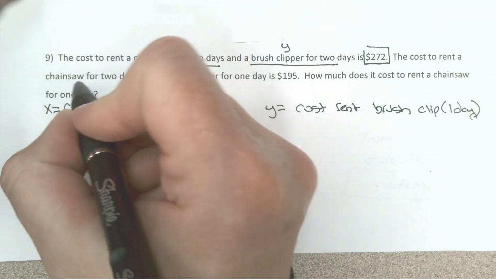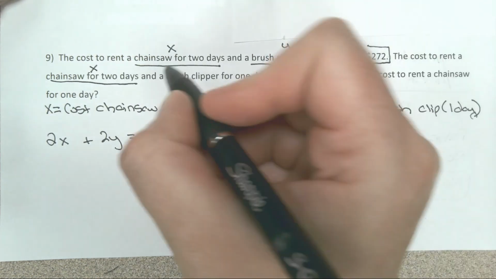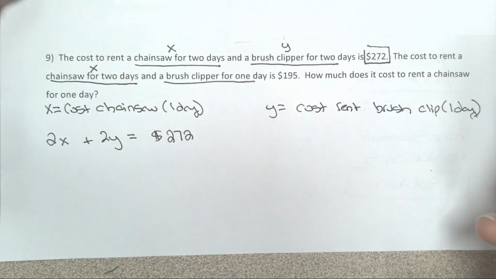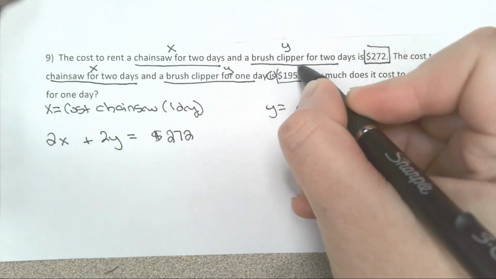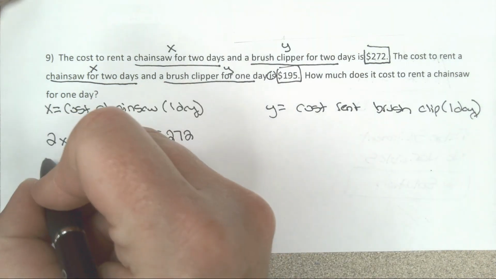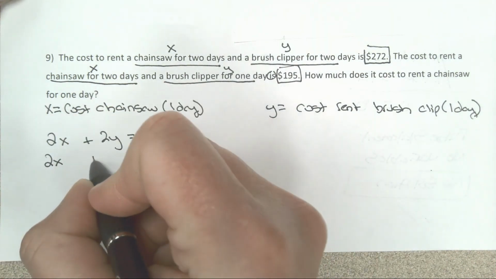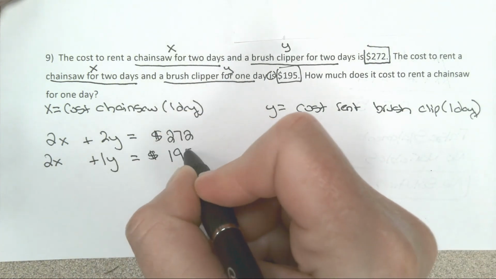And then the second sentence gives you your second equation. I'm going to rent a chainsaw for 2 days, so that's an X. A brush clipper for 1 day, so that's my Y. Is means equals, and your total is 195. Chainsaw for 2 days. So 2x plus 1y equals 195.